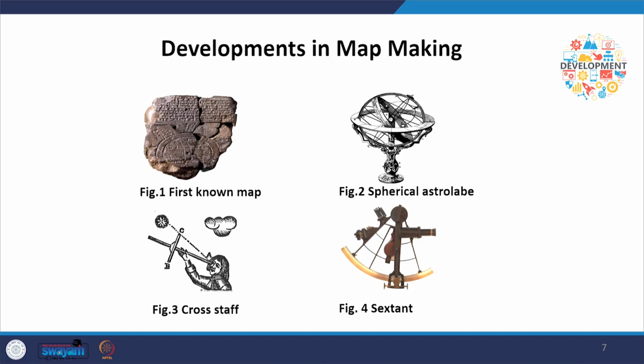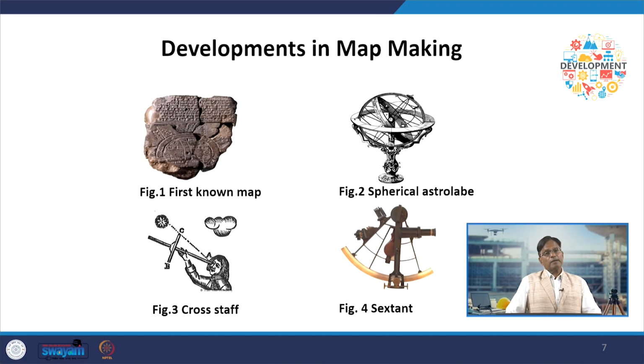If we look at the developments in the map making process, the first known map is engraved on a stone. Then the spherical astrolabe was developed to take the measurements. After that, the cross staff for taking the measurements of the star and the moon, etc. Then the sextant was developed to measure the angles from different angles.